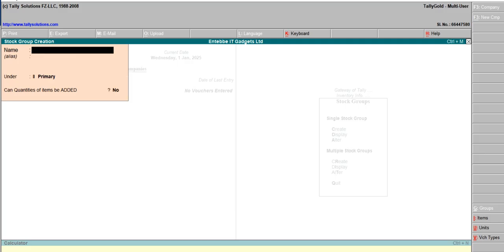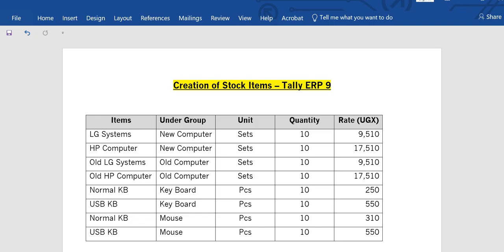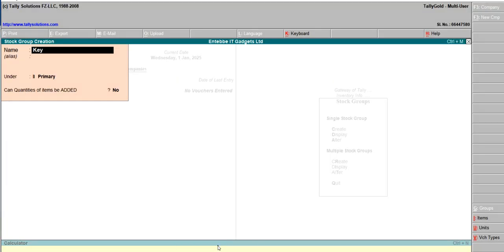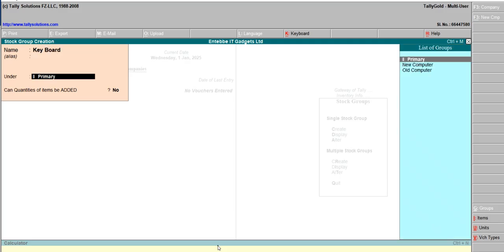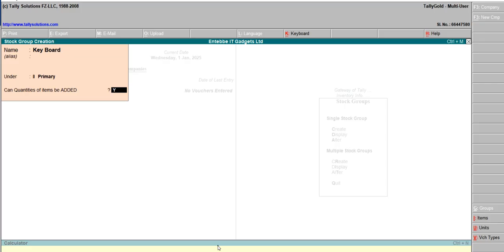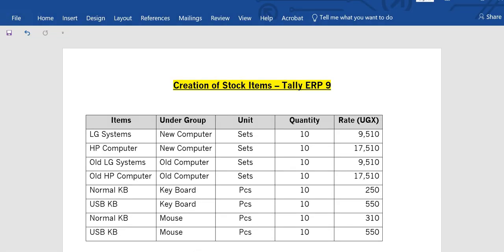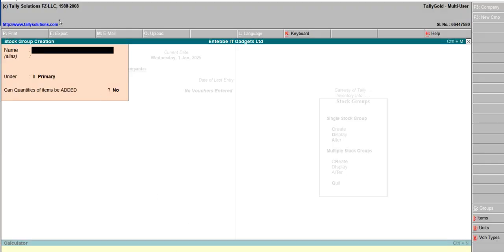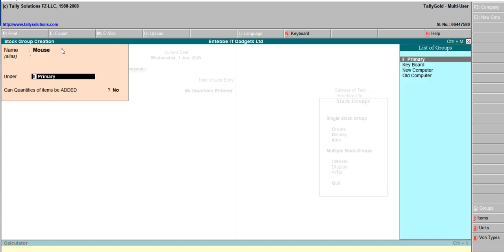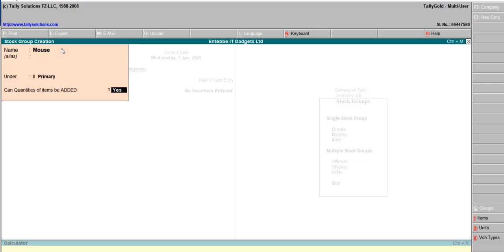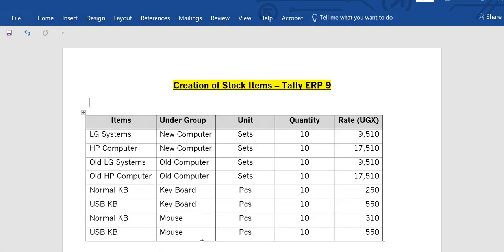Then lastly, what else do we have? We have keyboard. Can quantities of items be added? Yes. Accept. Then lastly, we have mouse. Can quantities of items be added? Yes. So the stock groups have been created. We have created our different stock groups.